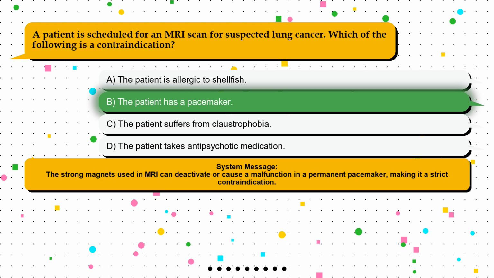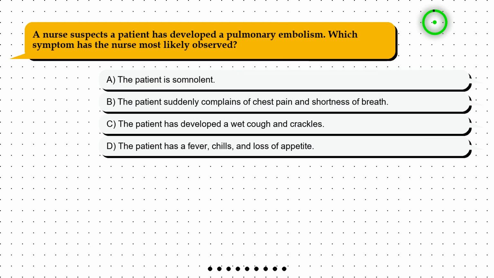Question 3. A nurse suspects a patient has developed a pulmonary embolism. Which symptom has the nurse most likely observed? Option A. The patient is somnolent. Option B. The patient suddenly complains of chest pain and shortness of breath. Option C. The patient has developed a wet cough and crackles. Option D. The patient has a fever, chills, and loss of appetite.